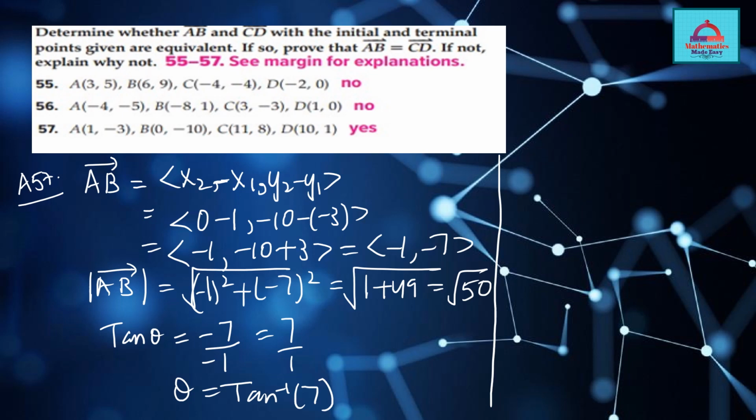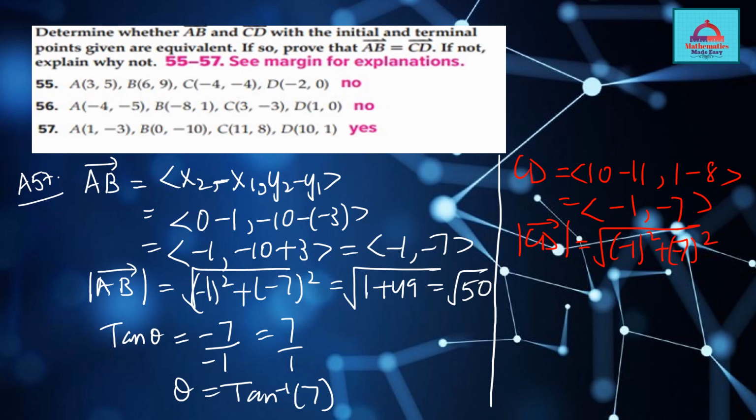Now let's calculate for CD. For CD it is equal to 10 minus 11 comma 1 minus 8, which is equal to minus 1 comma minus 7. So the absolute value is going to be minus 1 square plus minus 7 square, which is the same as square root of 50.